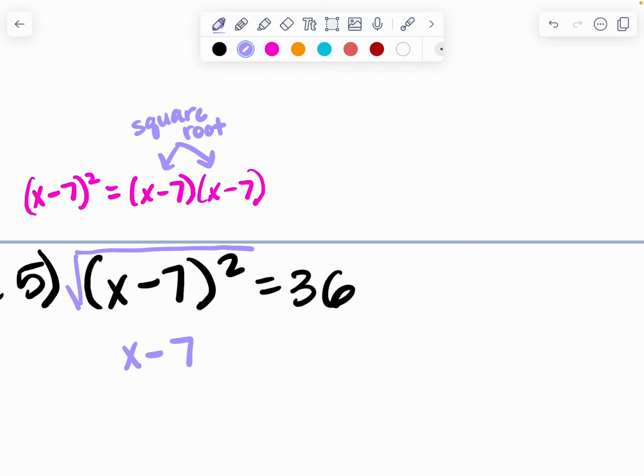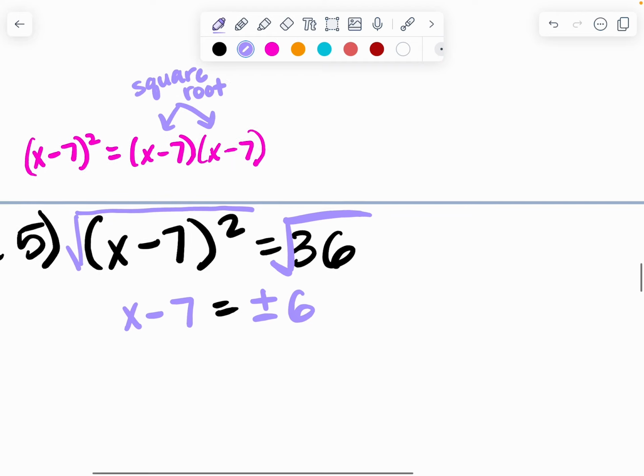Okay, x minus 7 equals 36. No, it's not. I'm sorry, you guys. I'm getting ahead of myself here. We have to take the square root of the other side. Okay, the square root of 36 is positive and negative 6.